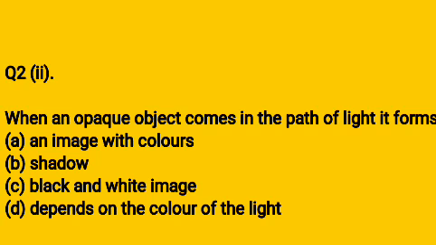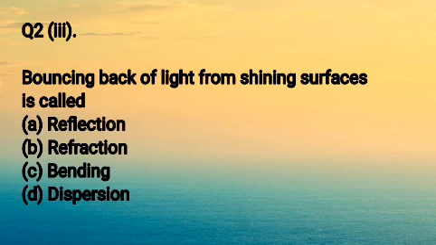Now we are going to see the third part of this, choose the correct option. Question 2 part 3, bouncing back of light from shining surfaces is called. The four options given are A, reflection, B, refraction, C, bending, D, dispersion.